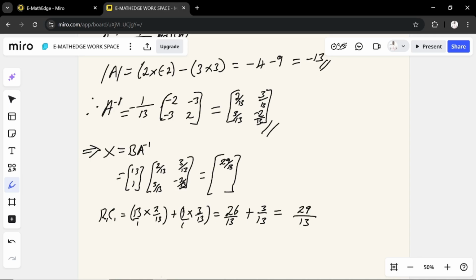Now let's go ahead and look for the second element here, which we are going to get by multiplying the column matrix by the second row, which is this. So let's go ahead and do that. It's going to be row 2, column 2, which we are going to have 13 multiplying 3 all over 13 plus 1 multiplying negative 2 all over 13.